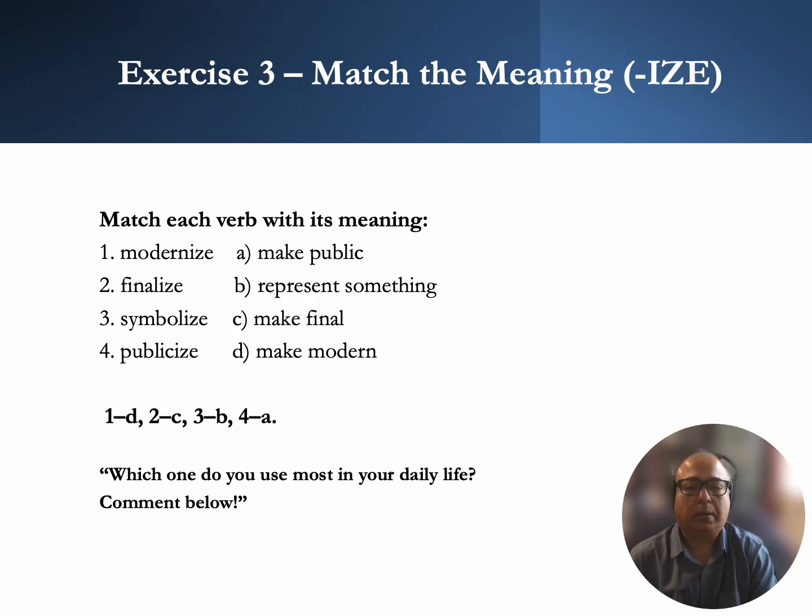Modern, modernize. Finalize, do you remember? We learned this word twice before. Make final. Symbolize means to represent something. And publicize is to make public. You can tell it's not that hard, right? Because publicize has public in it. And by adding ize, we make a verb out of it. Publicize is to make public. Some information, some news you can publicize and people will know. Very good.